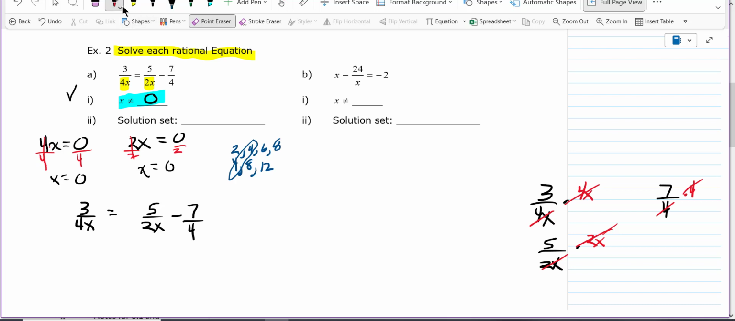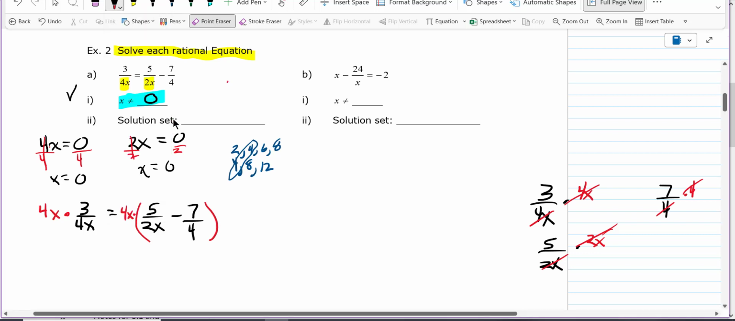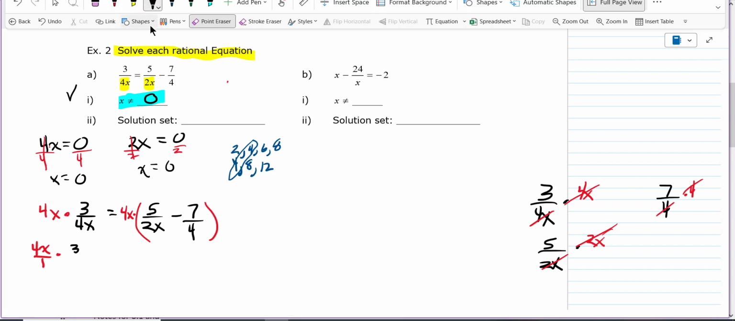So what we're going to do is multiply both sides of this equation by 4 to get rid of 4, 2, and 4. And at the same time, we're going to multiply by x to get rid of the x's. So we have to do this to both sides of this equation. And the key to doing these types of equations is doing this correctly. So I'm going to carefully write the next step. In red, I'm going to put that over 1, and then we're going to multiply that by 3 over 4x.